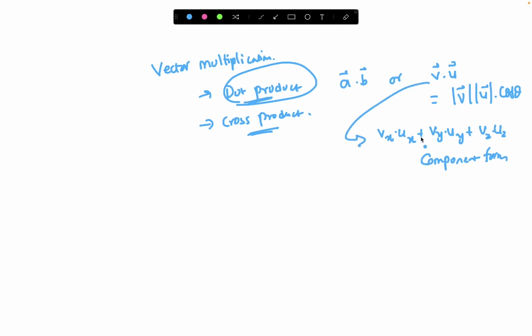All right. And in the subsequent session, we are going to learn more about the dot product of these two vectors. And that's all in this particular session.